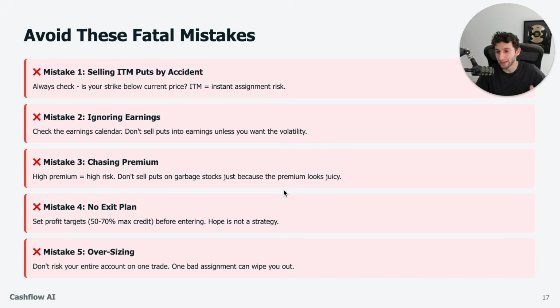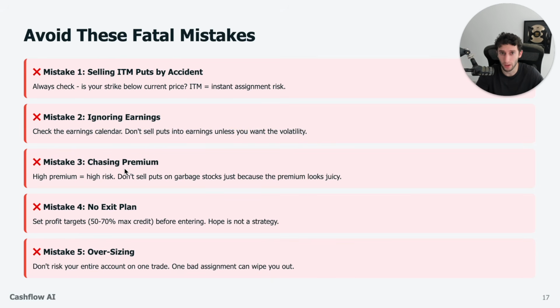Now, some really simple mistakes that a lot of people make. Number one, selling in the money puts by accident. You always want to do out of the money. I mean, you don't have to, but it's really recommended for most people that you sell out of the money, because if you do go in the money, there is the risk of assignment. Always check for earnings as well. You don't really want to do this into earnings because things get a little bit crazy. It's not really worth it, in my opinion.